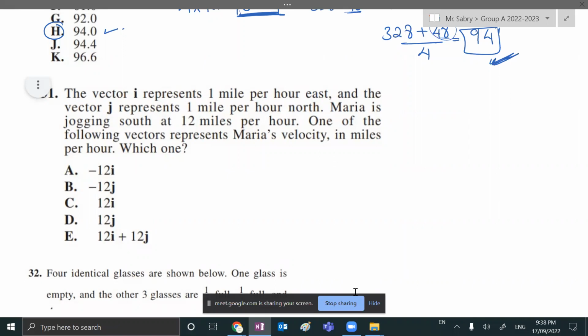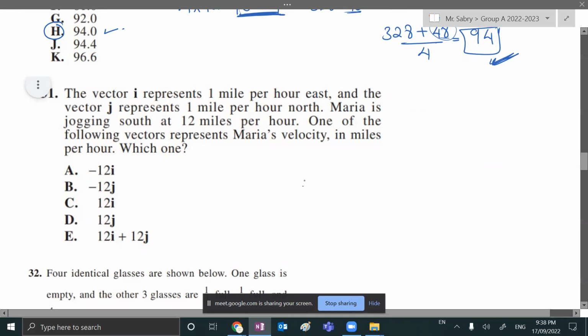Yeah. But it's pretty easy. To be honest, it's pretty easy. Thank you, Mr. You're most welcome. It explains itself. It says the vector I represents 1 mile per hour east. So it's like you're moving east. This is I. And then J represents 1 mile per hour north. So going up north, J.